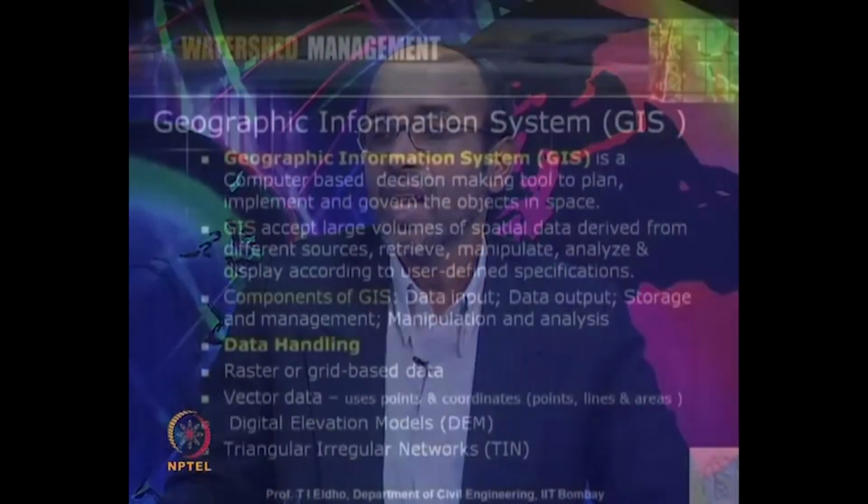First, let us have a look into the introductory aspects of GIS, and then we will see how we can effectively apply GIS for preparing various watershed management plans. As far as implementation is concerned, we can use GIS also. So, let us look into some of the introductory aspects of GIS.